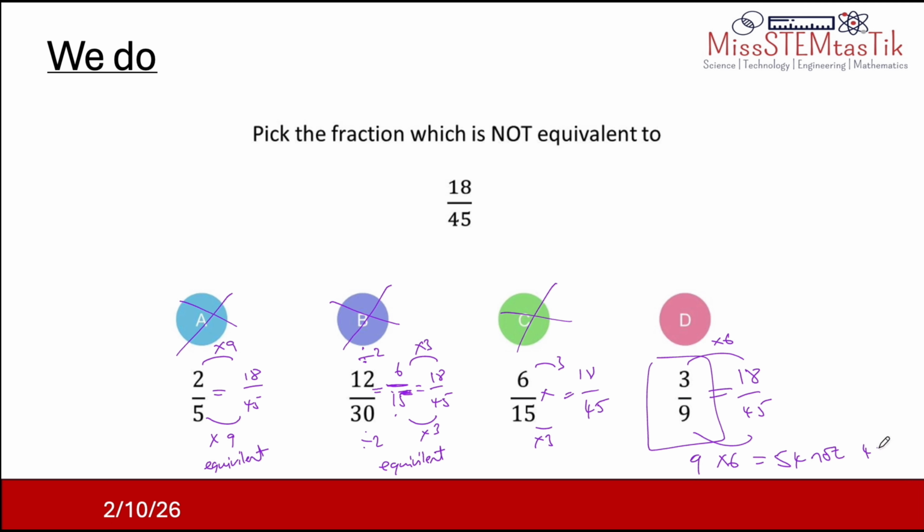It's always good to double check. Remember, whatever you multiply the numerator by, that's exactly what you're going to multiply the denominator with. Okay, there cannot be different numbers.